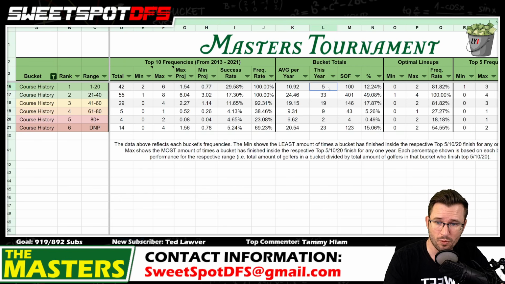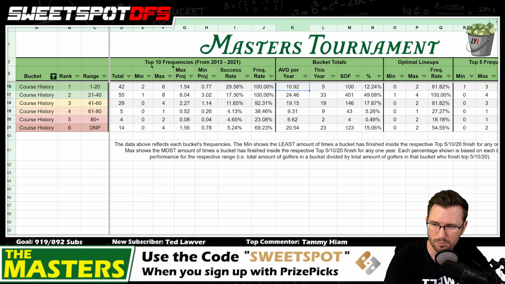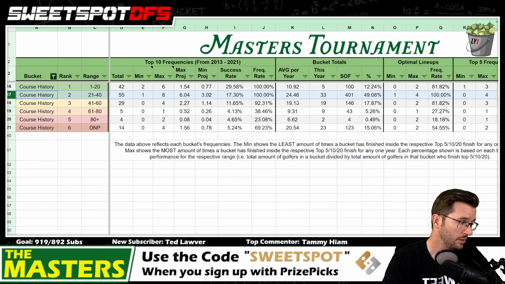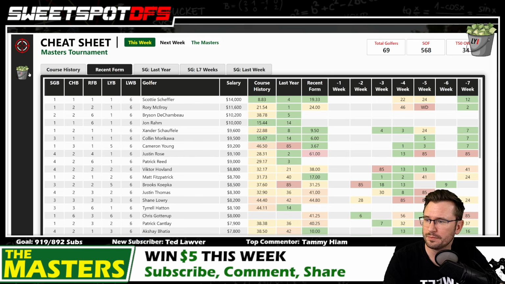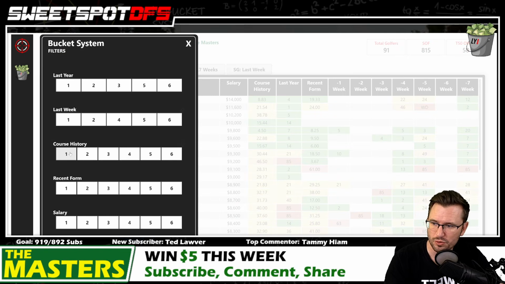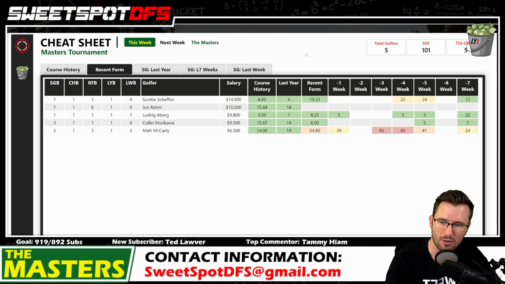0 to 2 course history ones, we have 5 where we normally see around 11. Now, I think what happened is some of our best golfers last year just didn't have a super good finish and bumped themselves into this bucket, which is just now, there are so many golfers that fall inside this projection. It's crazy. Okay. Let's move to course history ones. You got Scotty Scheffler, Rahm, Oberg, Morikawa, and Matt McCarty.